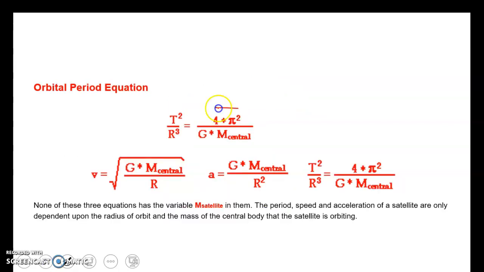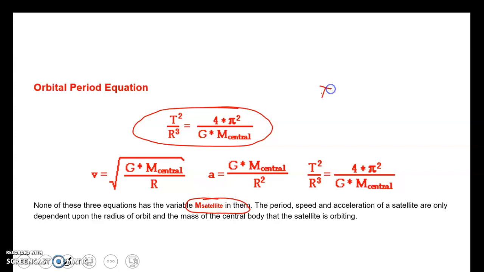The orbital period equation is right here. T squared over R squared equals 4 pi squared over G times the mass of the central atom, and we can use that to solve some different problems if we encounter them, okay? But here's the big thing. None of them has the mass of the orbiting body.